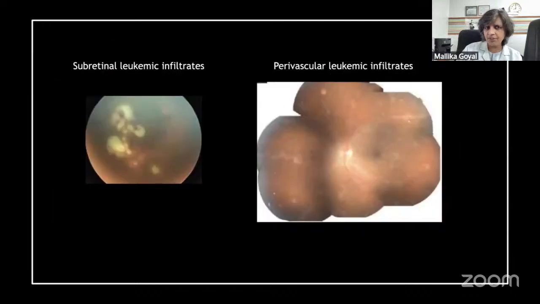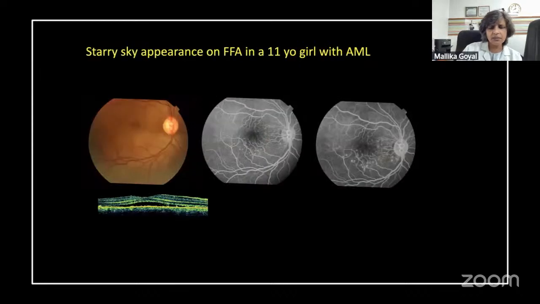Subretinal leukemic infiltrates are seen on the left, and along the vessels, leukemic infiltrates on the right side, perivascular. This was a young girl with AML. And fluorescein angiography shows pinpoint hyperfluorescence, multiple punctate lesions giving a starry sky appearance seen in VKH.